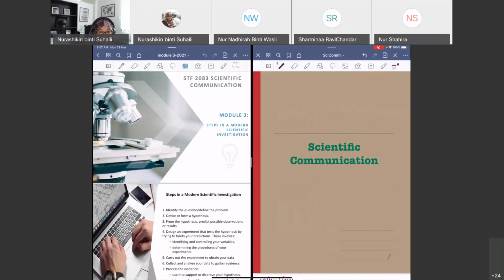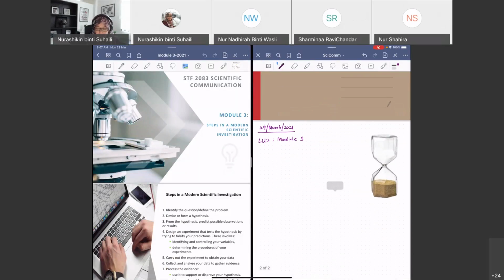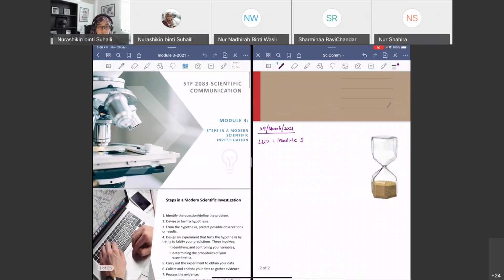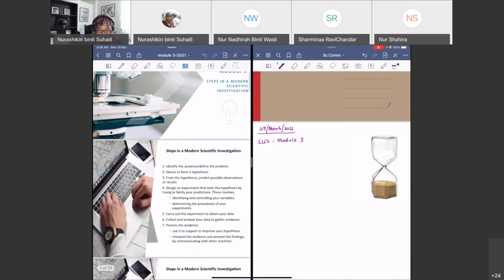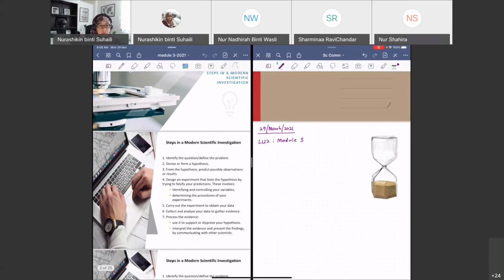I hope the lecture slide is clear to you, even though it's a bit small, because I want to sketch something. Okay, so what is this module all about? These are the subtopics.